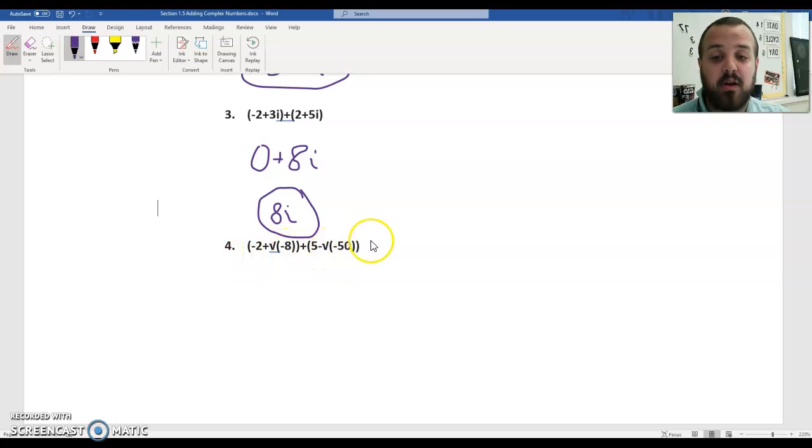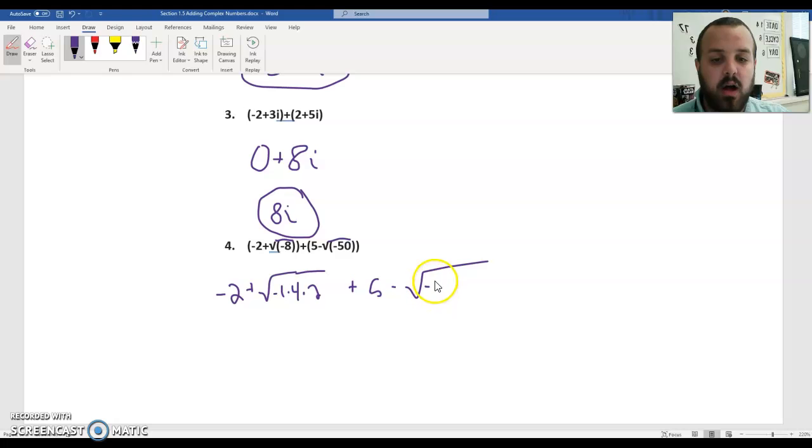And then last but not least, we have negative 2 plus the square root of negative 8, 5 minus the square root of negative 50. Okay, if I make this square root sign so we can see a little bit better. All right, so what am I going to do? Well, I need to simplify these square roots. So we're going to leave it as negative 2. But then the square root of negative 8, remember, I can rewrite that as the square root of negative 1 times 4 times 2. Over here, I'm going to keep my plus 5. And then underneath, I'm going to have minus the square root of negative 1 times 25 times 2. And then we'll simplify from there.